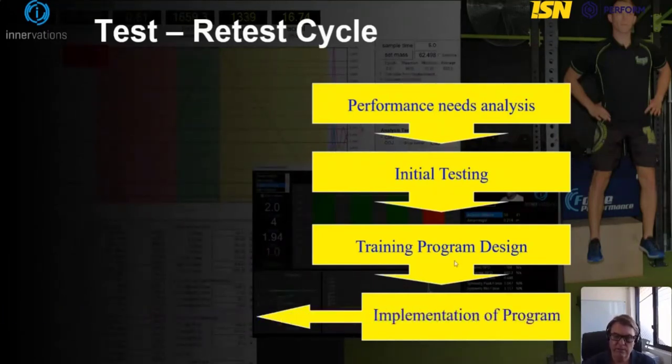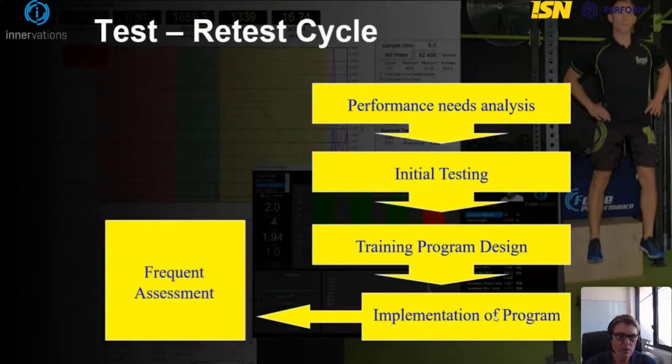And then once the program's designed, implementing it and actually going through with that training program. And then frequent assessment here, feeding back into the training program design. How are things working? Are these components actually improving and changing, the ones that you're targeting? It's this constant test-retest cycle. Now, this frequent assessment is unlikely to be the full test battery that you did back here. This will be the extensive one to determine strengths and weaknesses in all of the qualities, but then this follow-up here might just be targeting those qualities which you are focusing on in a particular training cycle.